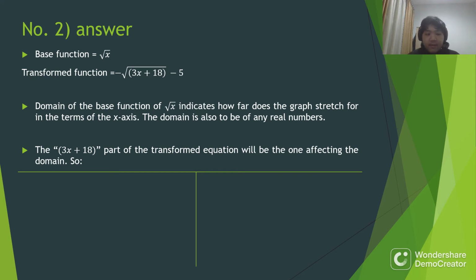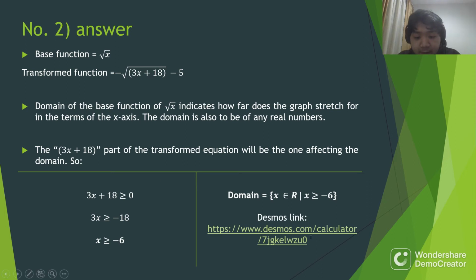Now, to do this, we are simply going to put it into the inequality of greater than or equal to 0, since no negative number can be square rooted, or basically the graph is going to move to the right. So that's why it's supposed to be greater than or equal to 0. After solving for x, we can say that the domain will be x is any real number and x is greater than or equal to negative 6. Now, we can simply compare it using the link in Desmos.